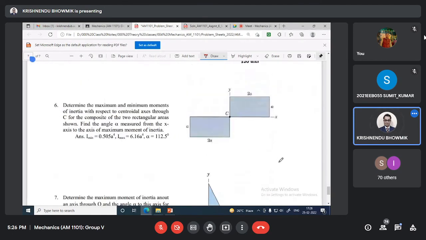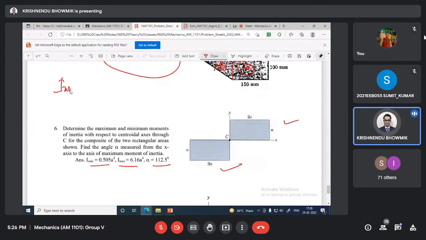Next one. For this given section, you have to calculate Ia, Imax, Imin and alpha. Now, this Ixx will be 1/3 multiplied by base 2a multiplied by height cube.